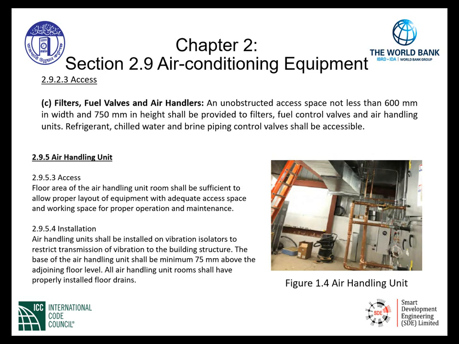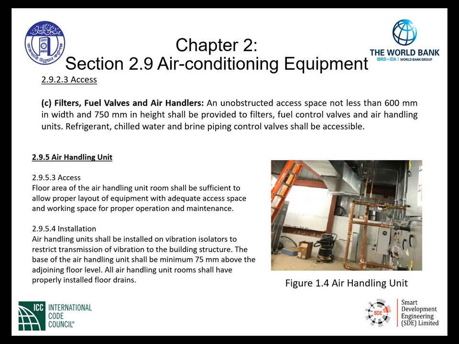Section 2.9.2.3, Item C, filters, fuel valves, and air handlers. An unobstructed access space not less than 600 millimeters in width and 750 millimeters in height shall be provided to filters, fuel control valves, and air handling units. Refrigerant, chilled water, and brine piping control valves shall be accessible. This section lays out that there is also access requirement for this type of equipment: filters, fuel valves, and air handlers.